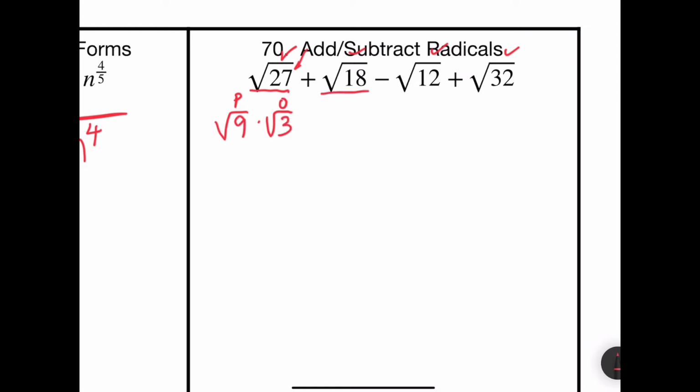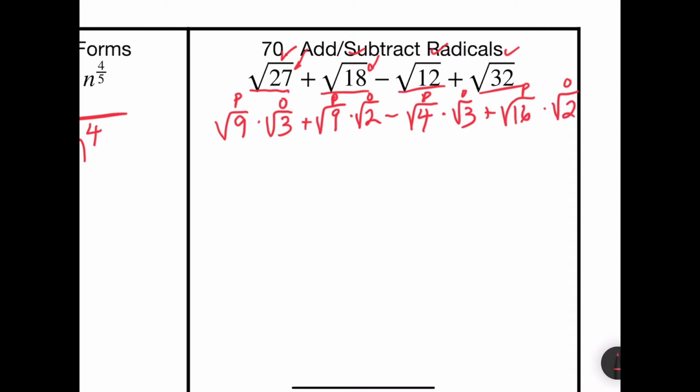Now we'll look at the square root of 18 and we'll do the same thing. Perfect square factor times others. Again, there's a perfect square factor of 9. This time it's times 2. Minus, same thing with the square root of 12. Perfect square factor times others. We have a perfect square factor of 4 times the other would be 3. And last, we'll look at the square root of 32. Perfect square factor times other, that would be 16 times 2.